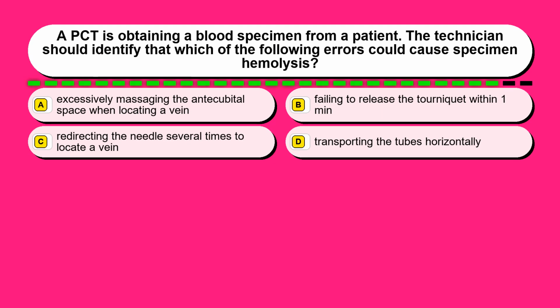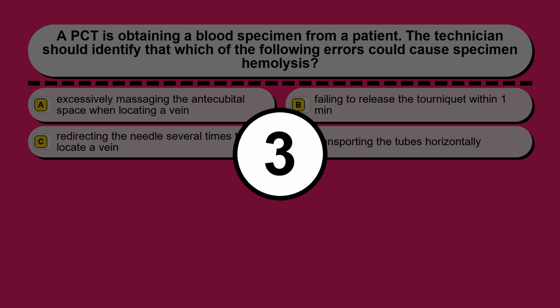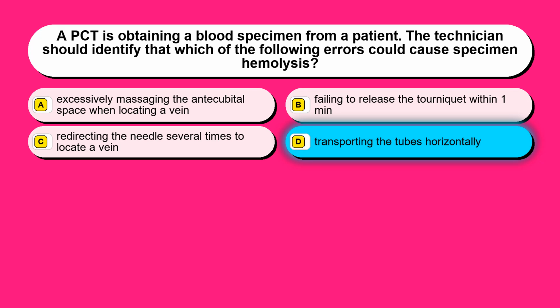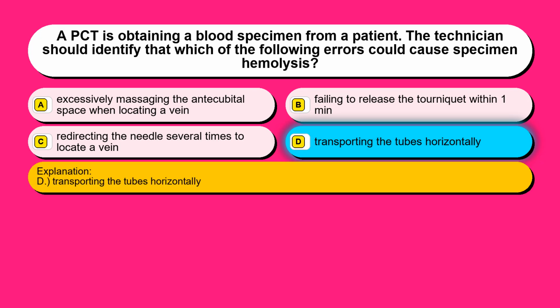Question 74. A PCT is obtaining a blood specimen from a patient. The technician should identify that which of the following errors could cause specimen hemolysis. Option A, excessively massaging the antecubital space when locating a vein. Option B, failing to release the tourniquet within 1 minute. Option C, redirecting the needle several times to locate a vein. Option D, transporting the tubes horizontally. The correct answer is option D, transporting the tubes horizontally.